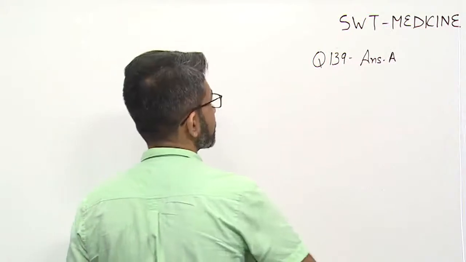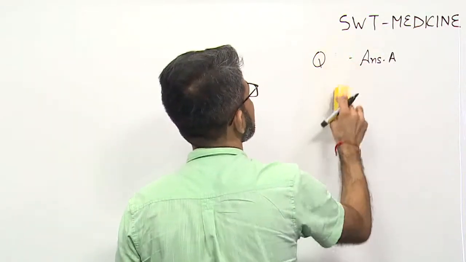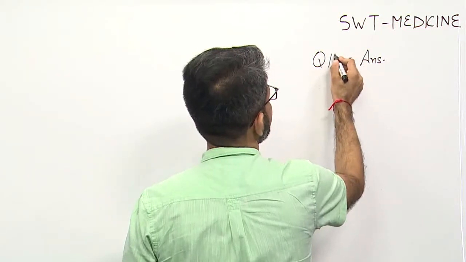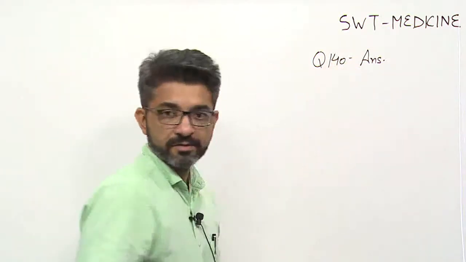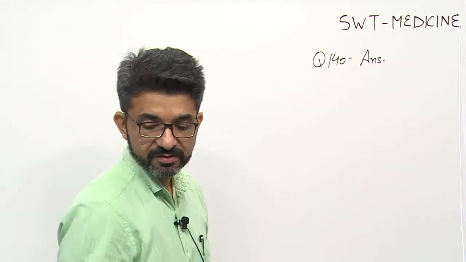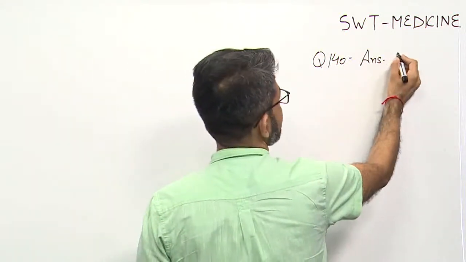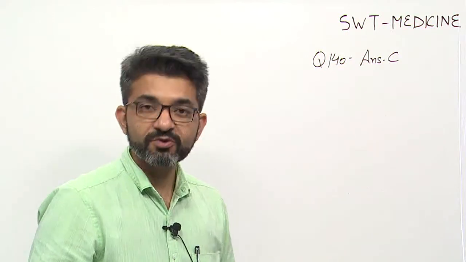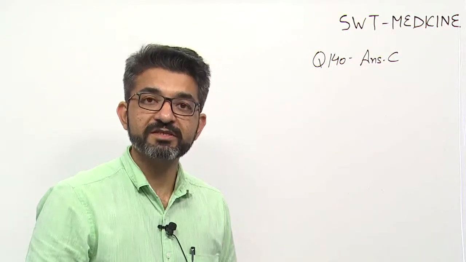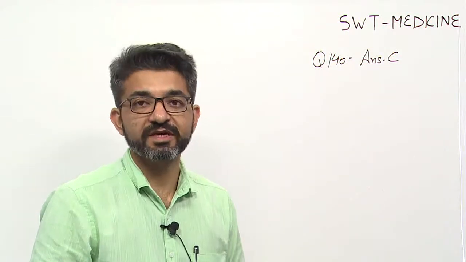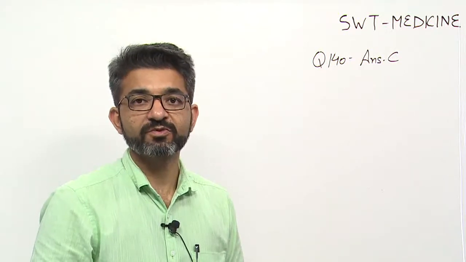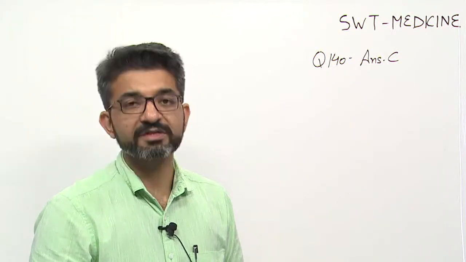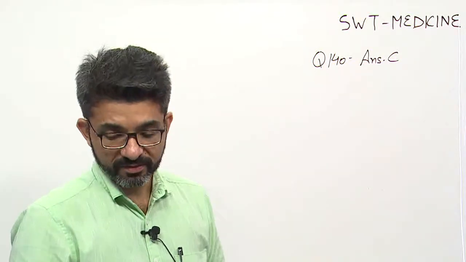Similarly, question number 140. The answer is C, coronary angiography. See, the chest pain is for 2 hours duration, so the patient is in the window period, that is 3 hours. So we need to follow the protocol that he should be wheeled to cath lab and an immediate coronary angiography needs to be done. All right.